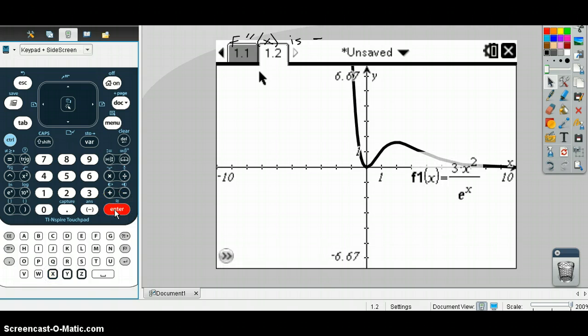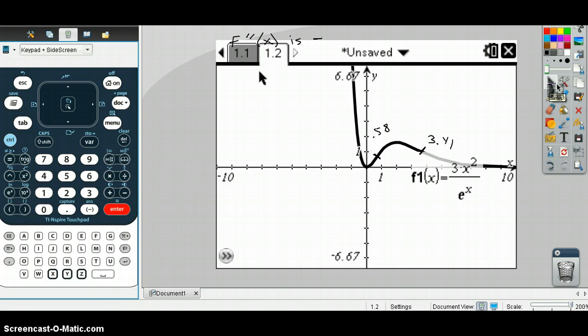All right, so it looks like this graph changes concavity somewhere around here, and somewhere around here. And that might be around 0.58, and that might be around 3.41, but we can verify using the second derivative. So let's do the second derivative.